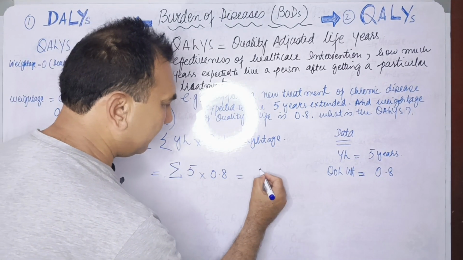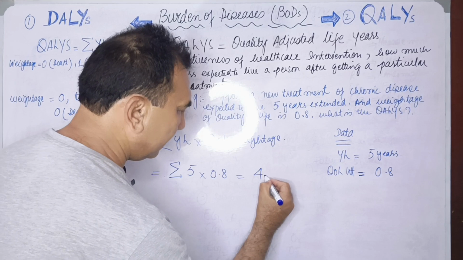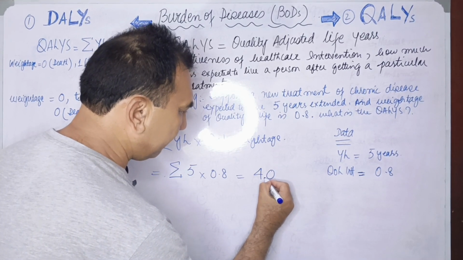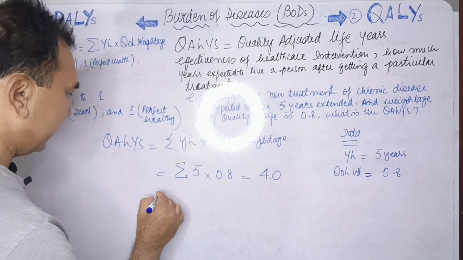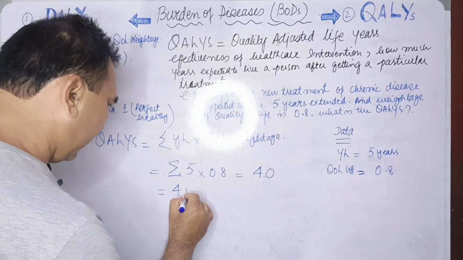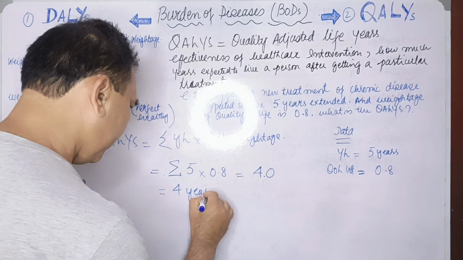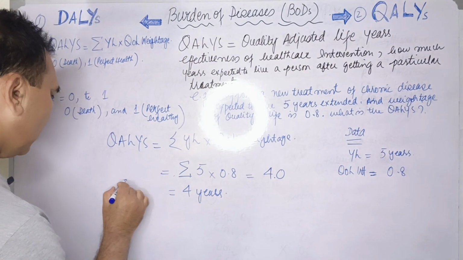So it will come up with the result of 40. Then we will put the decimal after the 1. It's 4 years. QALYs.